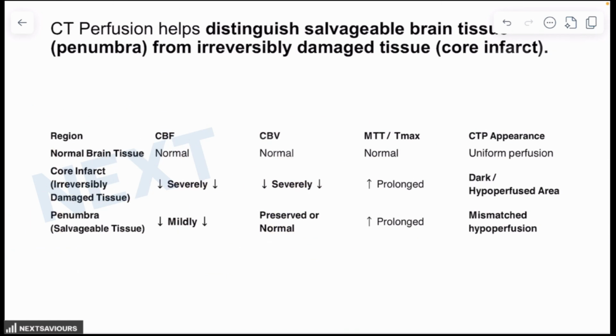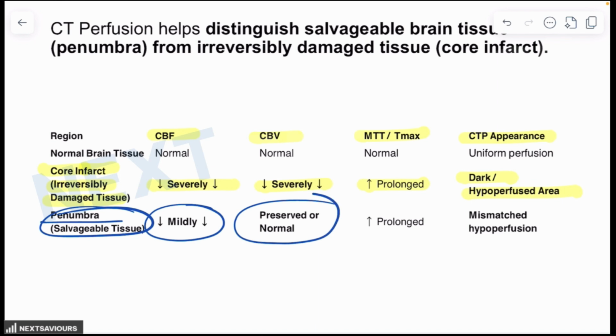And what are their interpretations in case of core infarct or irreversibly damaged tissue? The cerebral blood flow and cerebral blood volume both are severely decreased, the MTT is prolonged, and the CT appearance in case of infarct tissue would appear dark or hypoperfused. While in case of penumbra, where there is a presence of salvageable brain tissue, the cerebral blood flow is mildly reduced while the cerebral blood volume is preserved. The MTT will obviously be prolonged, and there will be a feature of mismatched hypoperfusion on the CTP appearances.